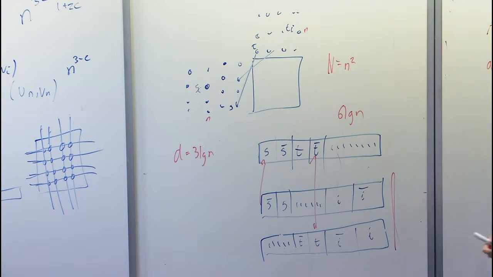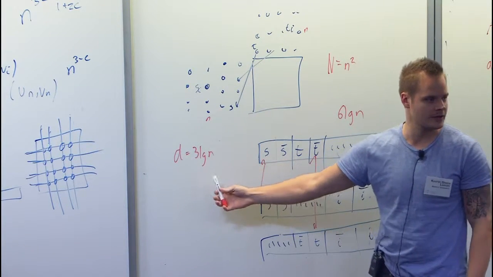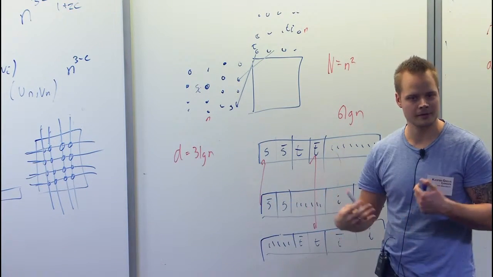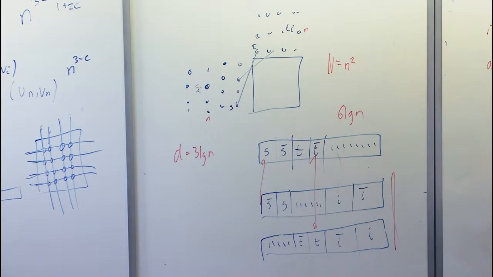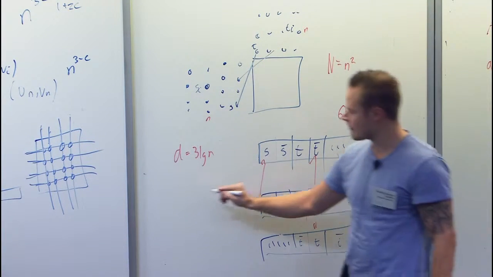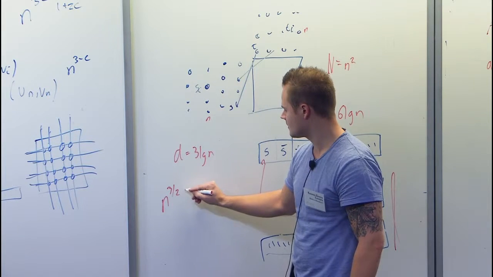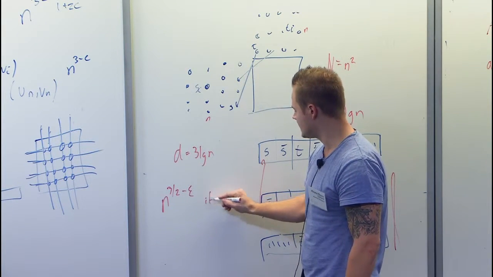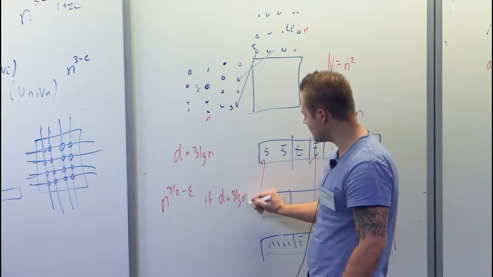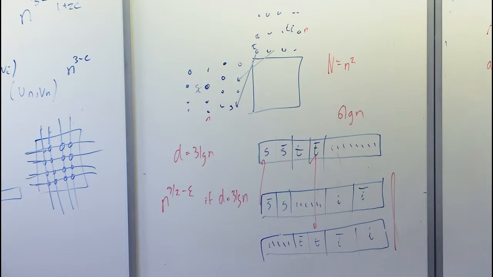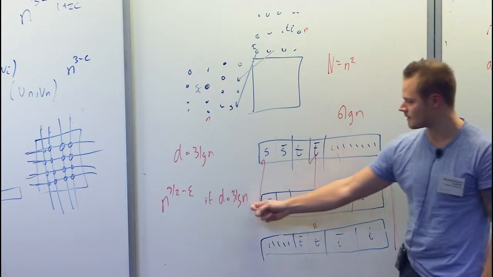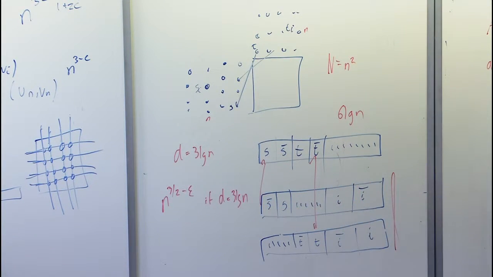I think it's also interesting to get such a fixed constant to show any hardness: under the combinatorial Boolean matrix multiplication conjecture, you can't do n to the 3/2 minus epsilon if d is equal to 3 log n, if you believe the combinatorial Boolean matrix multiplication conjecture. So this is a very tight bound on the size of the vectors. I think that pretty much is what I wanted to say. So, hope I convinced you.